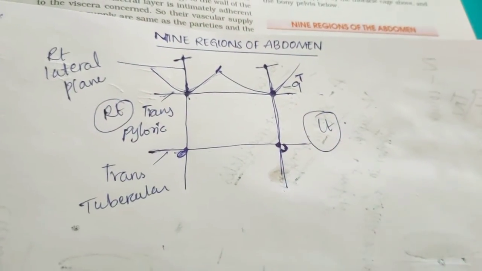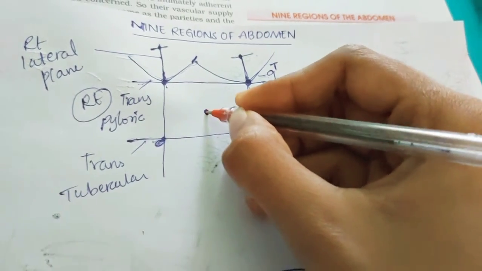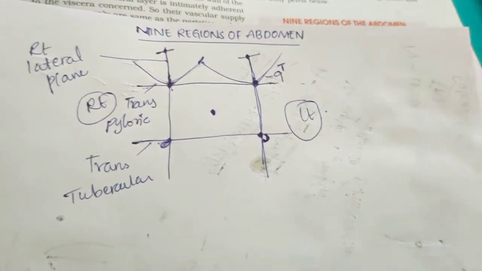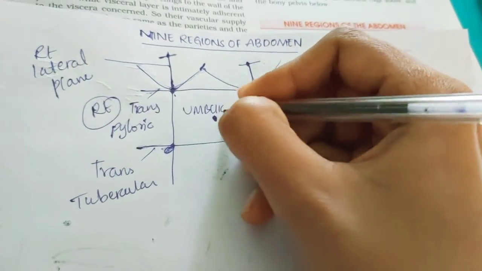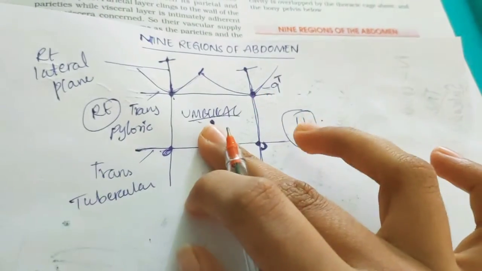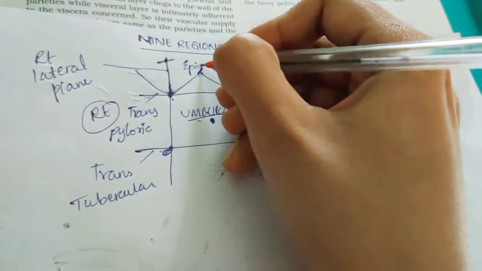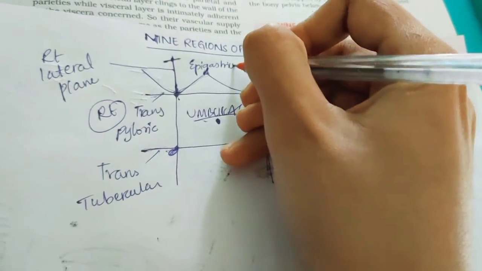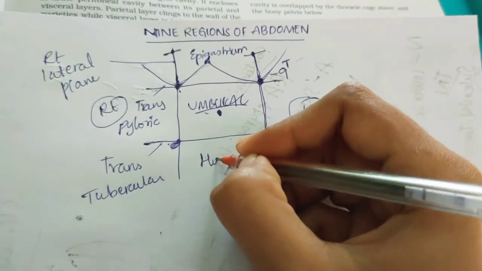Okay, so we have mentioned the two horizontal lines and the two vertical lines. Now let us understand the 9 regions of abdomen. Of course, in the middle here you have the umbilicus, right? So this region is called the umbilical region. As this is umbilical, above it the region is called epigastrium, and below the umbilicus it is called hypogastrium.